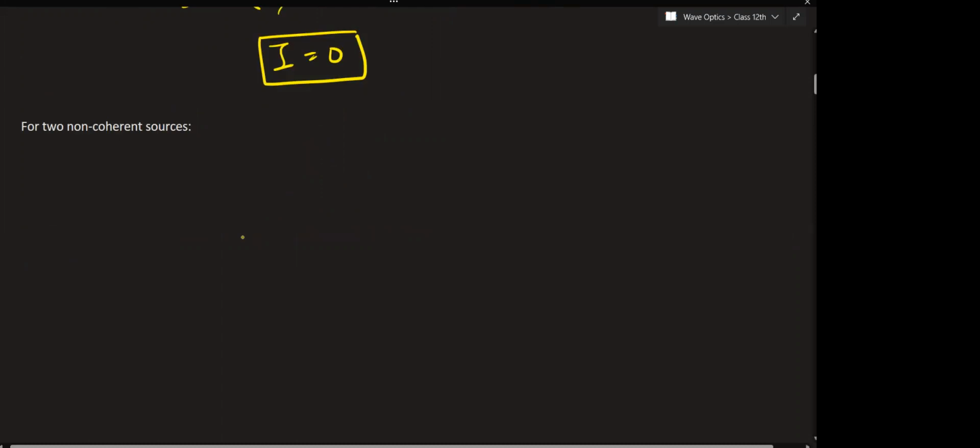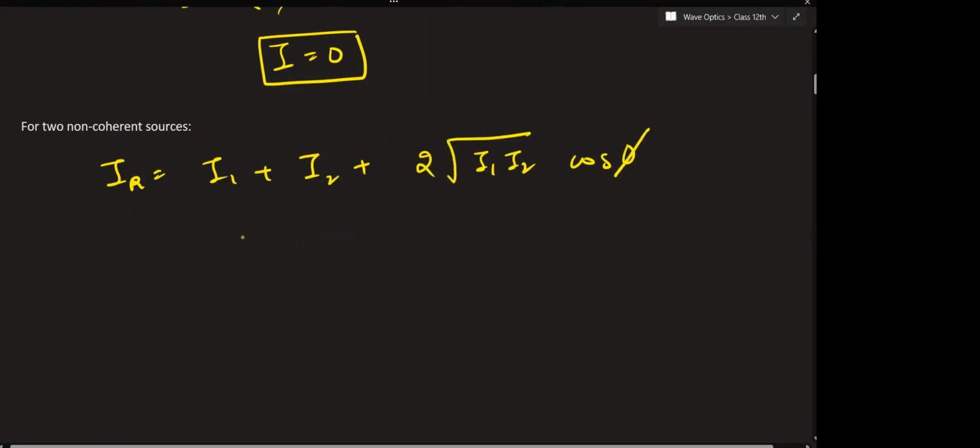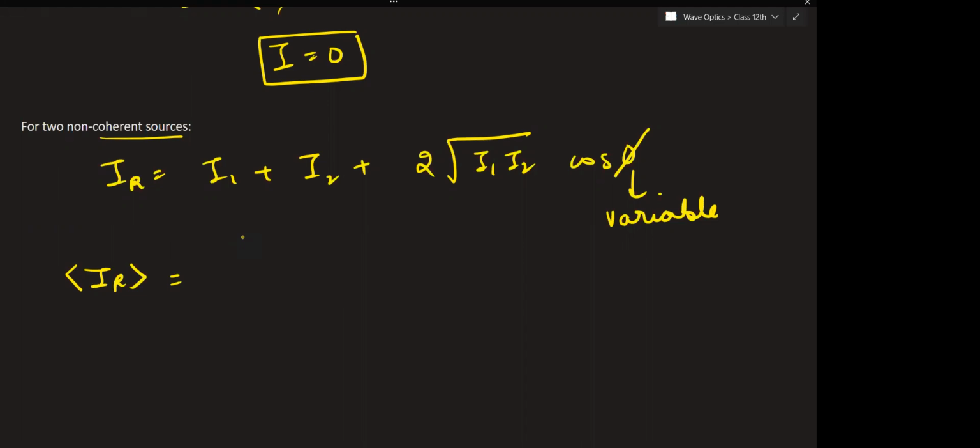If you have two non-coherent sources, we'll write the complete equation for intensity. That is I1 plus I2 plus 2 under root I1 I2 cos phi. This is how we write it. Now here your phi is variable. Remember, phase difference is not constant for non-coherent sources. Whenever we have variable things, or more than a single value, we calculate the average. That was what we did in case of alternating current as well, when we had different values of EMF and current. So here also we'll take the average of this entire term.